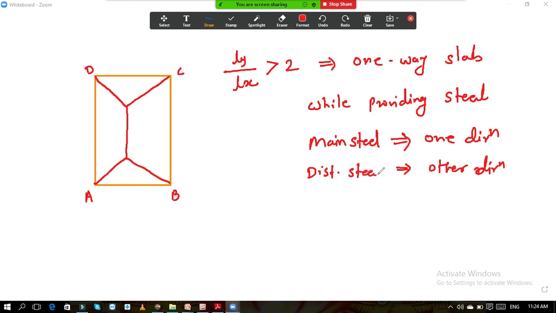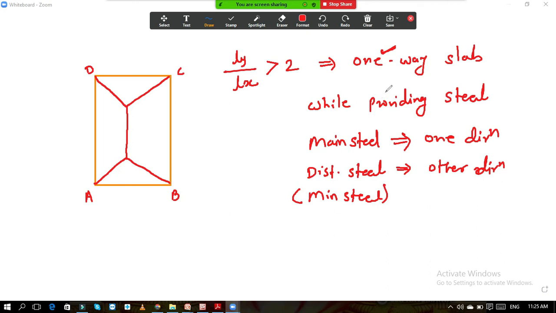We provide distribution steel, or this is also called minimum steel. I know that you won't understand many of these things right now, but I will tell you what it is. Why it is called a one-way slab, what is main steel and what is distribution steel. Let me tell you the meaning of main steel and distribution steel, so that you will understand why it is called a one-way slab.